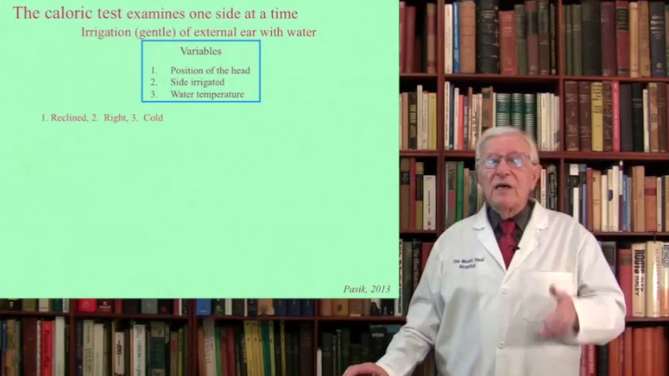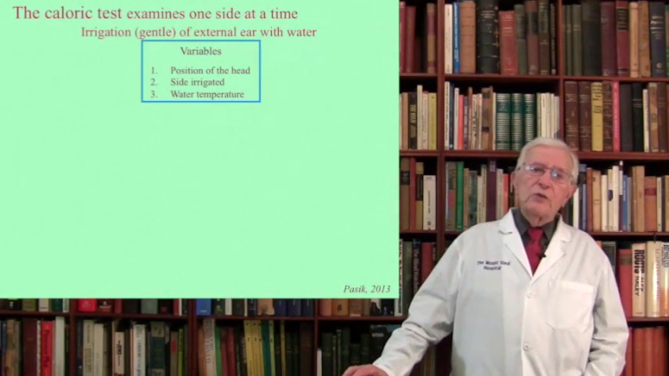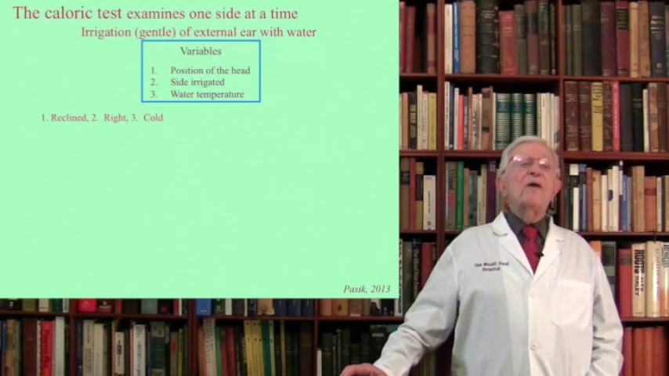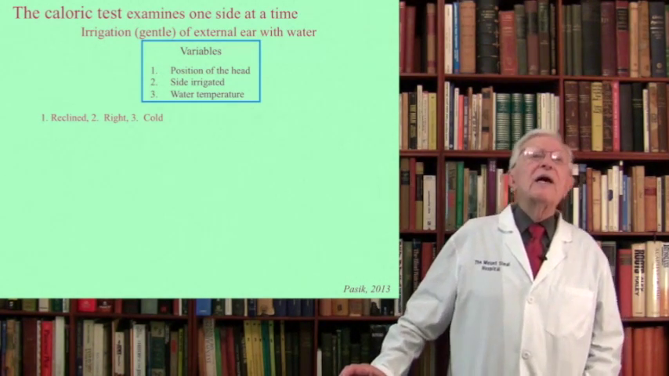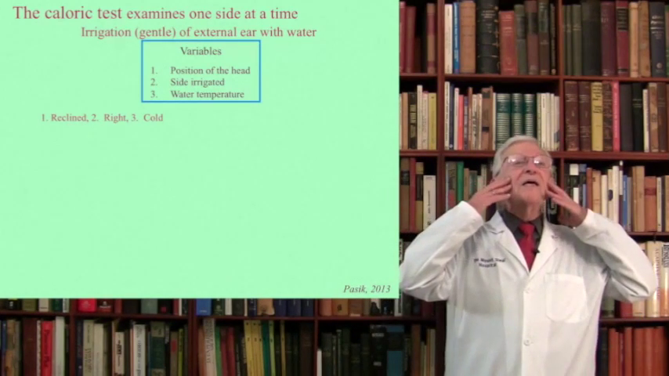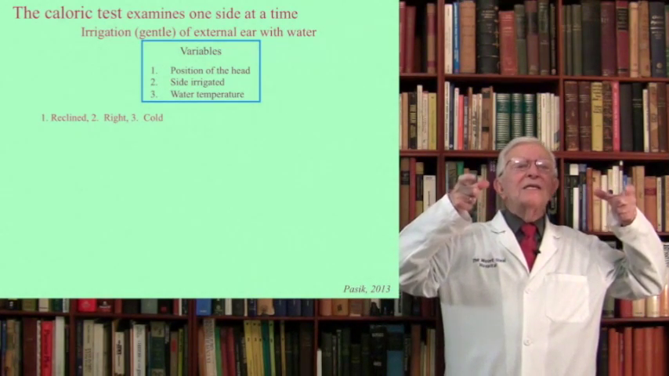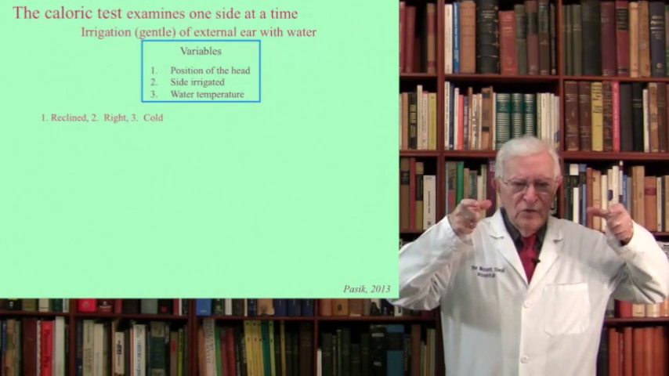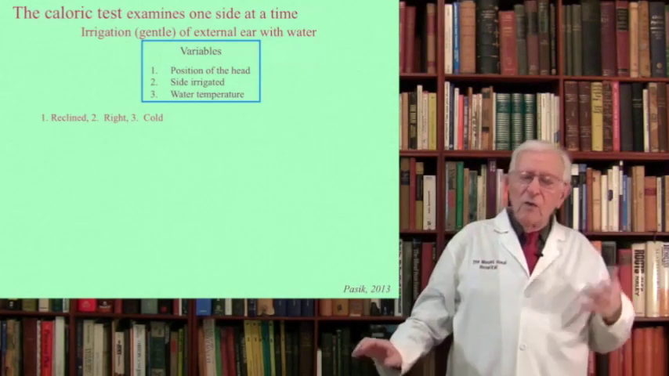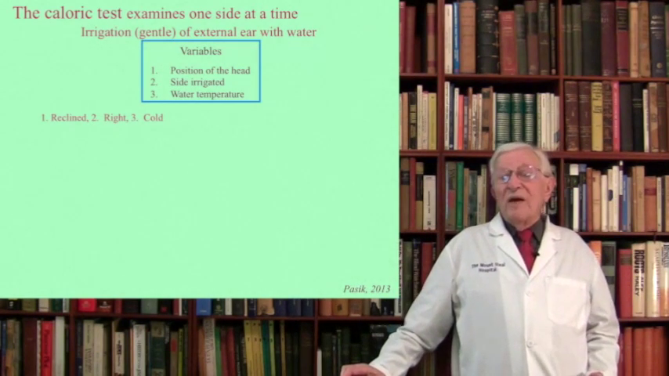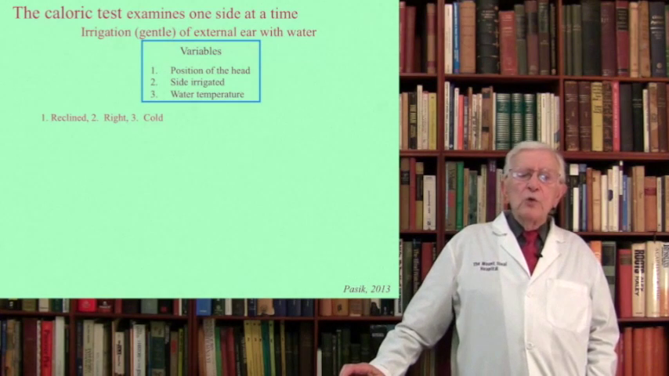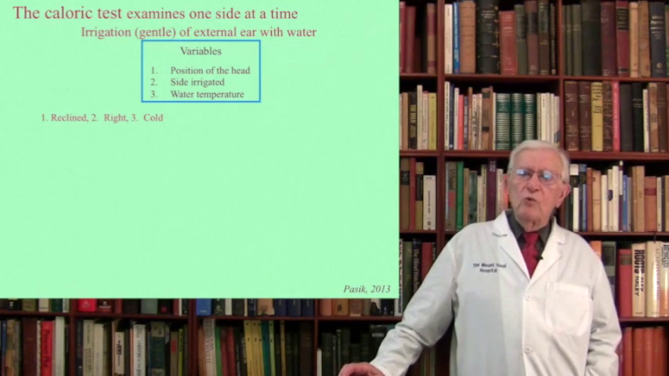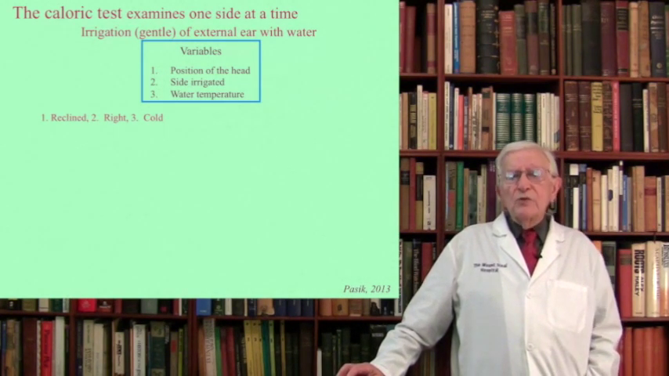So let's take a case in which the subject is just erect or slightly reclined, because when you recline the head a little bit backwards, the canals are really straight in the horizontal plane. When your head is straight, they are a little inclined. So you have your head erect or reclined. You irrigate the right ear, the right side, and with what? With cold water. What's going to happen?